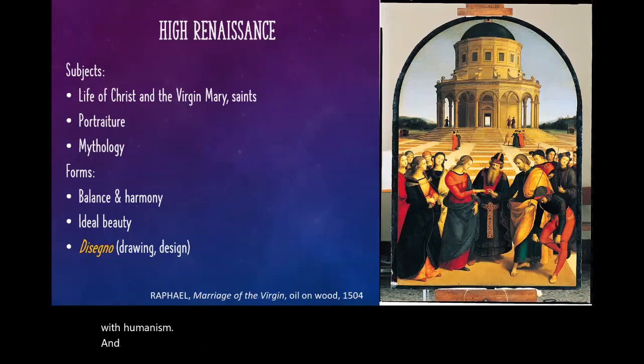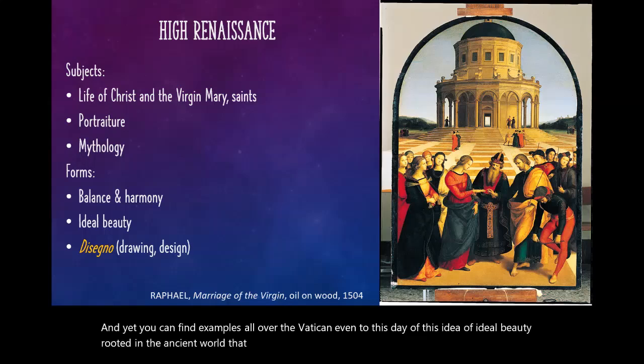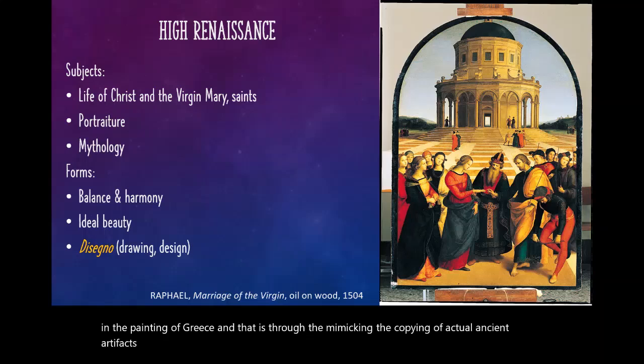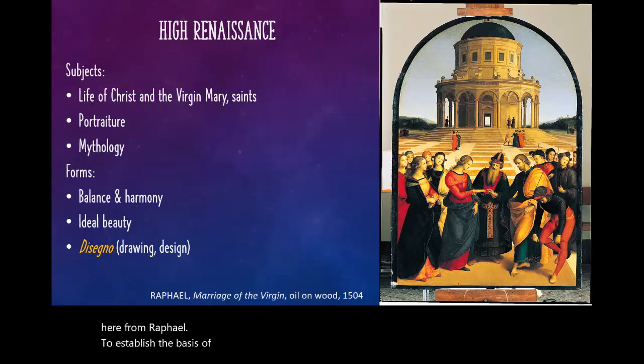And yet you can find examples all over the Vatican, even to this day, of this idea of ideal beauty rooted in the ancient world that predates Christianity, rooted in the sculpture of Rome, rooted in the painting of Greece. And that is through the mimicking, the copying of actual ancient artifacts by these artists as apprentices, as students, and the copying of their masters, as we see here from Raphael, to establish the basis of art as disegno, or drawing or design in Italian.